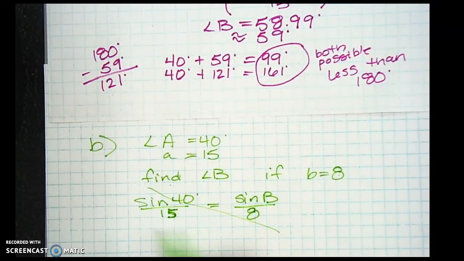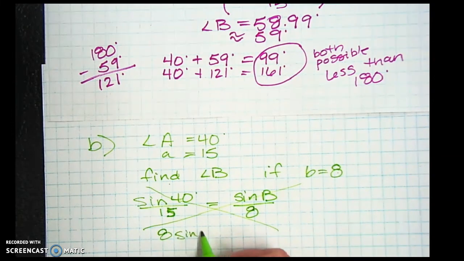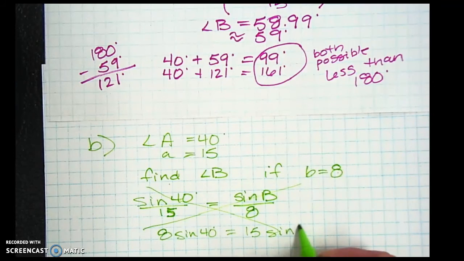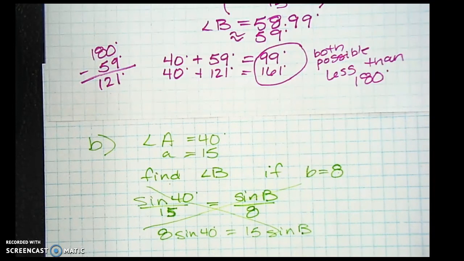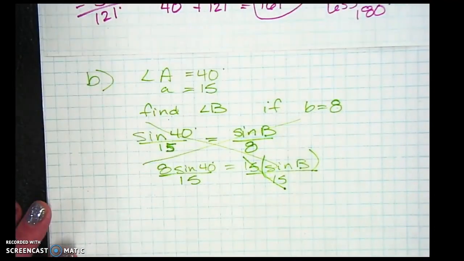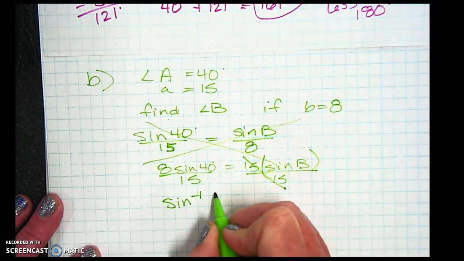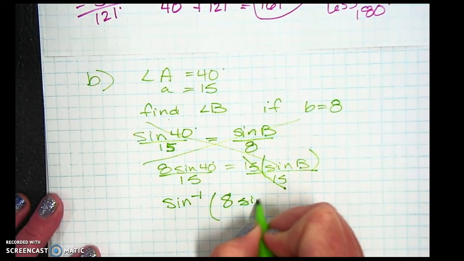So do the cross product again. So we're going to have 8 times the sine of 40 set equal to 15 times the sine of B. And you end up solving it pretty much the same way. Always do the cross product. Get whatever's missing by itself because it's being multiplied by 15, so you want to divide by 15. So those cancel. And so, again, you're solving for an angle. So you're going to do inverse sine of all this stuff. 8 times the sine of 40 over 15.